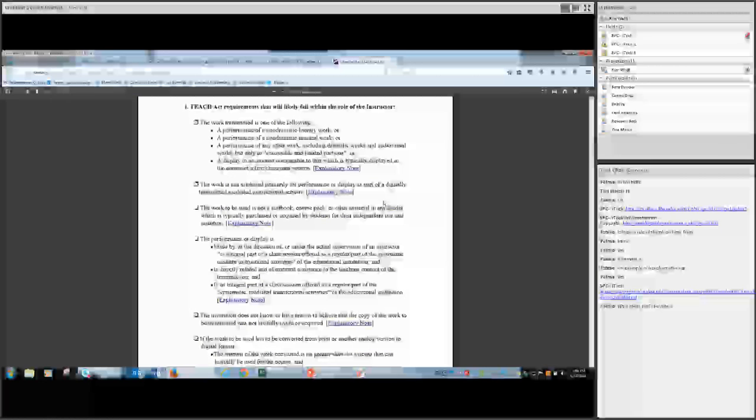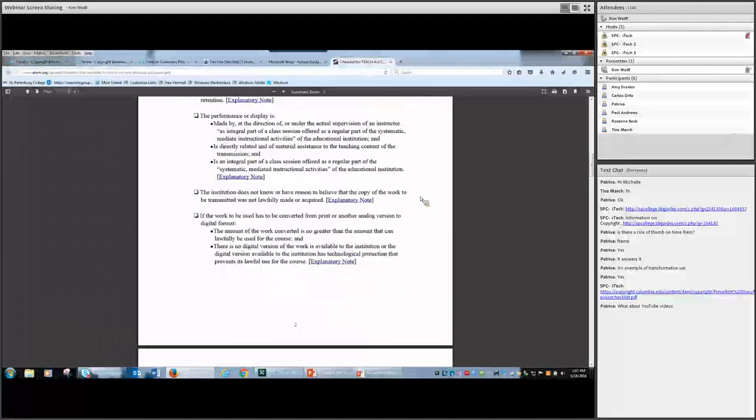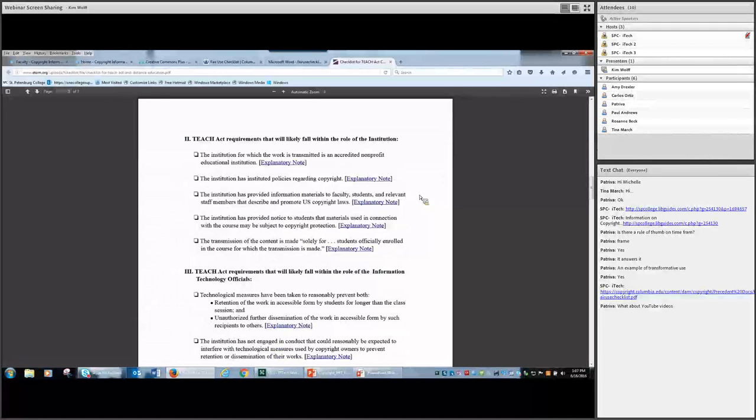So here's the TEACH Act requirements. I think some of the things to remember about the TEACH Act is that for the provisions that are provided for face-to-face instruction and are extended out through the TEACH Act, we are able to use some digitized works for distance education, but only to the extent that they could have been used in the face-to-face classes. In other words, for materials like movies that we might have been able to show face-to-face, if we're going to extend that out to the online environment, we have to work under the rubric of the TEACH Act, which does provide certain provisions for protection of copyright, and also there are some restrictions that are directly related to technological protections that we would put in place.